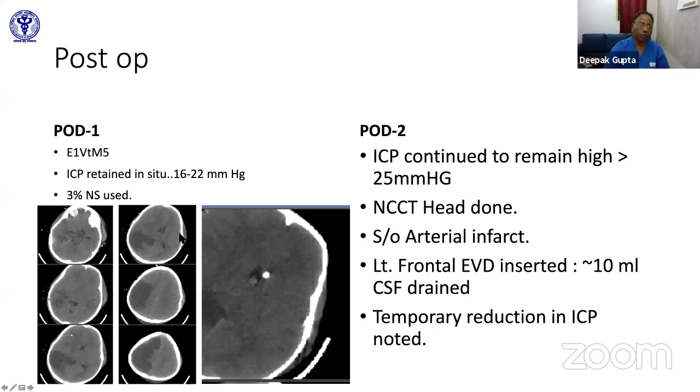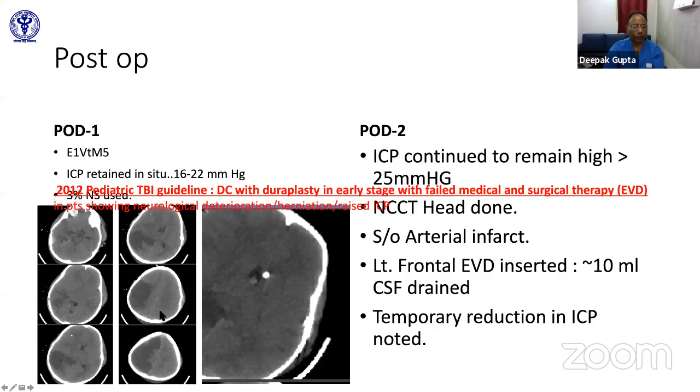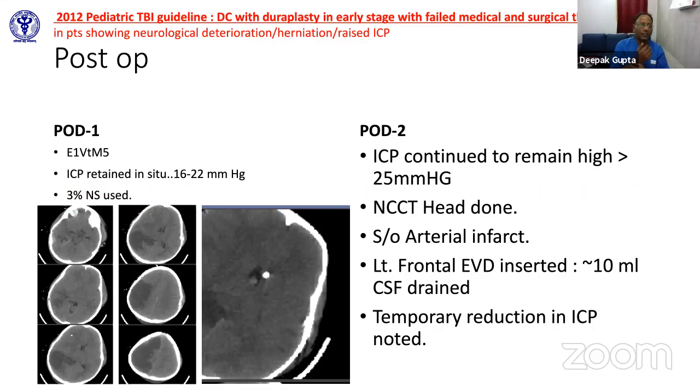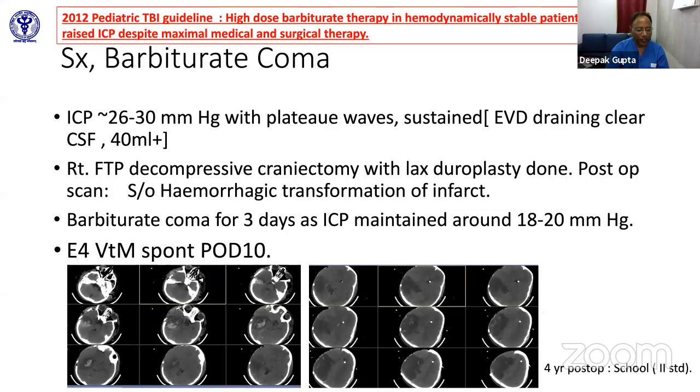In the top image, there was no problem when the EDH was evacuated by a resident. However, this is what we saw on the post-operative CT scan. So we do have these pediatric guidelines of 2012, wherein it is documented that if you have a child with early failed medical and surgical therapy, there is a role of decompressive craniectomy with duroplasty. So we went ahead and did the decompressive craniectomy in this child.